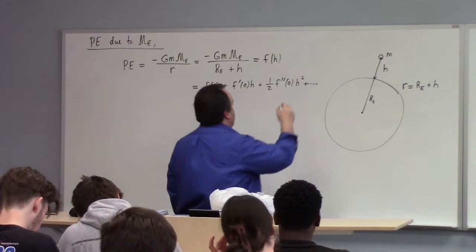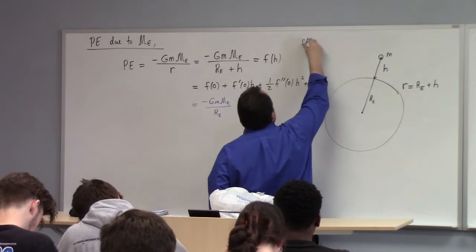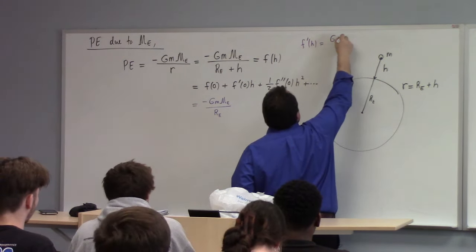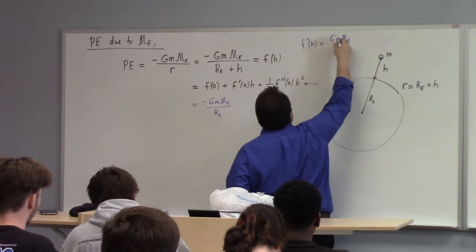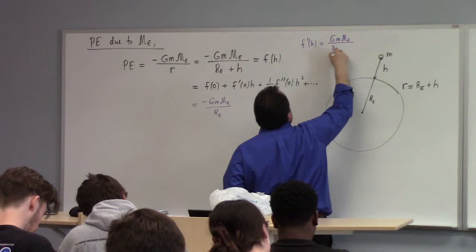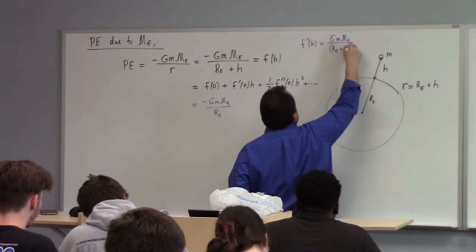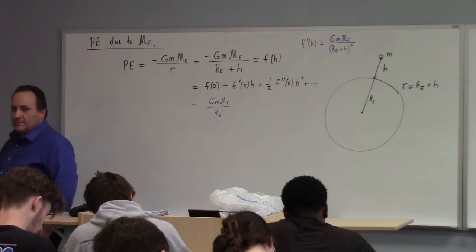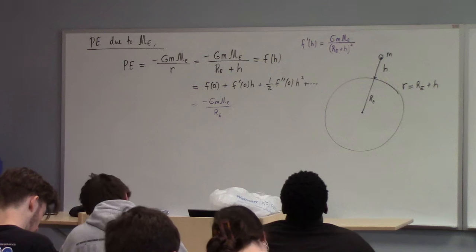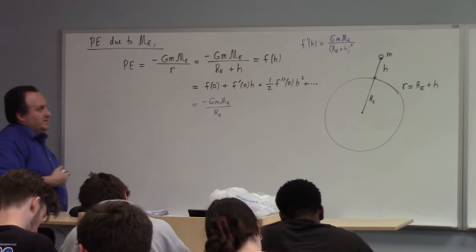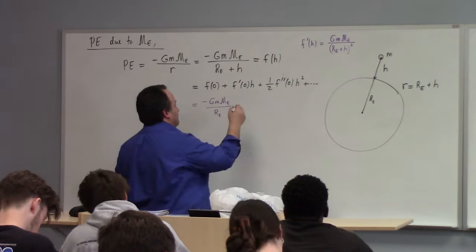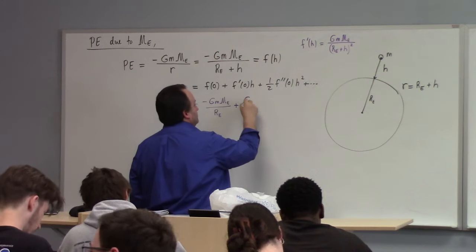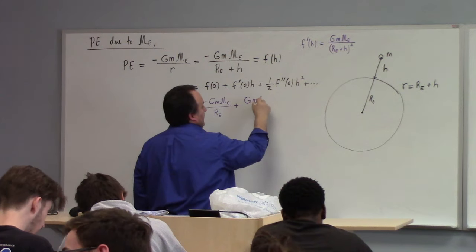What's f prime of h equal to, guys? Okay, differentiate with respect to h, what do you get? You get GM, mass of the Earth, divided by the quantity radius of the Earth plus h, squared. Because we have the reciprocal power, we differentiate, we increase by 1 in the negative sense, and minus minus gives me plus. So what's f prime of 0? GM mass of the Earth.